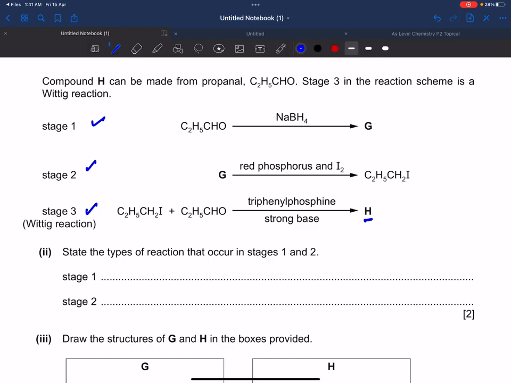So what is the type of reaction? Reaction 1. This is a reducing agent. So what type of reaction is actually occurring? In stage 1, it is a reduction reaction.